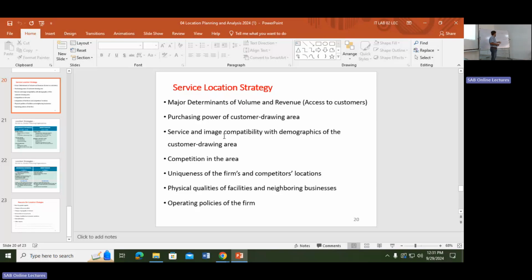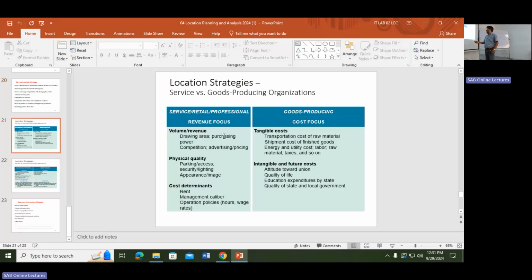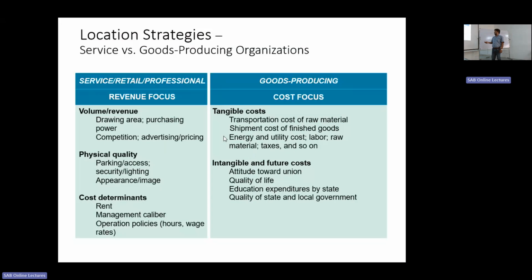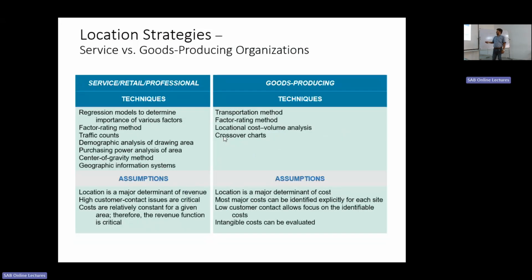As I remember, beyond that we discussed the techniques available for location selection, especially the different techniques I showed you, and we discussed one of them, the location factor rating method, which can be used for both manufacturing firms as well as service firms. Didn't we discuss the location factor rating method in the class? I hope you remember it.